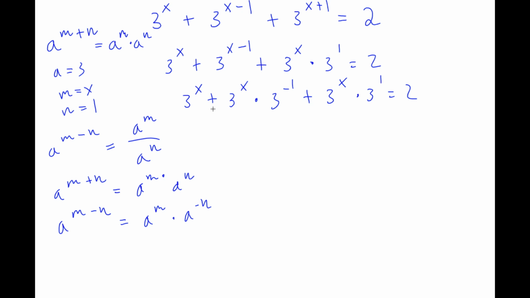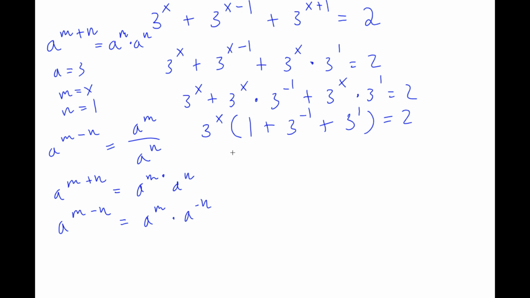So now I'm going to factor out 3 to the power of x. So now I have 3 to the power of x times, 3 to the power of x divided by 3 to the power of x is 1, plus 3 to the power of x times 3 to the power of negative 1 divided by 3 to the power of x, that's simply just 3 to the power of negative 1, plus 3 to the power of x times 3 to the power of 1 divided by 3 to the power of x is simply just 3 to the power of 1. So now this is equal to 2.